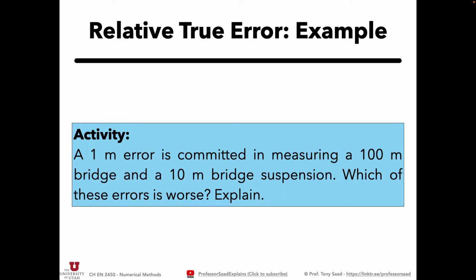Now we switch to SI units. Okay? And you commit the same error, a 1-meter error, in measuring the 100-meter bridge and in measuring the 10-meter suspension. Which of those errors is worse? Go on. Talk about it. Either intuitively, give me the answer, or crunch some numbers. First, ask yourself what error is going to be important, a relative error or a true error or a non-relative error, right?